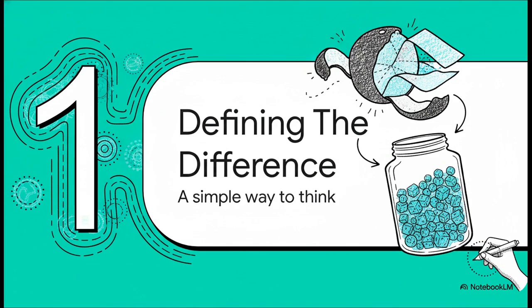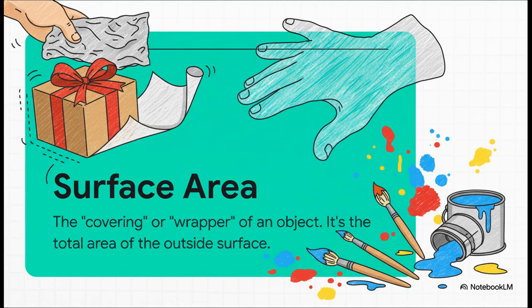We're going to use a really easy framework here. It all comes down to one simple idea: the covering versus the stuff inside. So first up, we have surface area. The easiest way to think about this is just the covering, or maybe the wrapper. It's the total area of everything on the outside of an object. If you can physically touch it or paint it, you're almost certainly talking about its surface area.